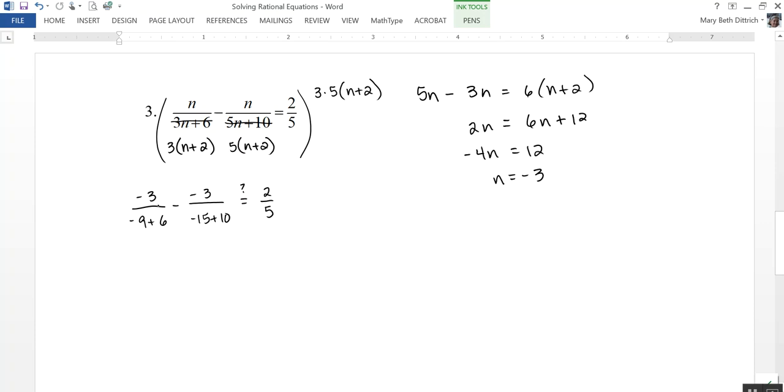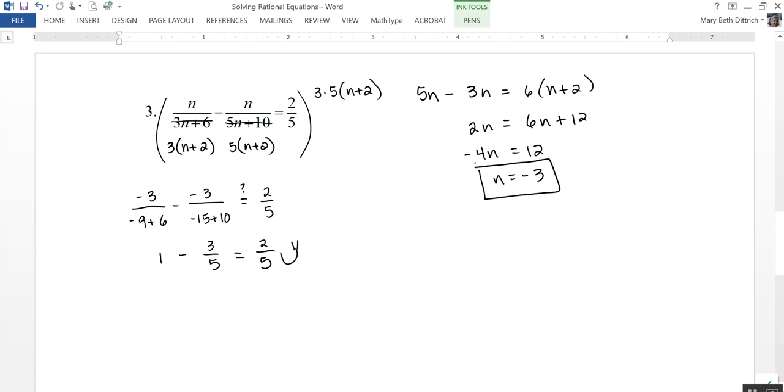So this is going to give me negative 3 over negative 3, which is 1, minus negative 3 over negative 5, which gives me 3/5, and 1 minus 3/5 is equal to 2/5. So this one does work.